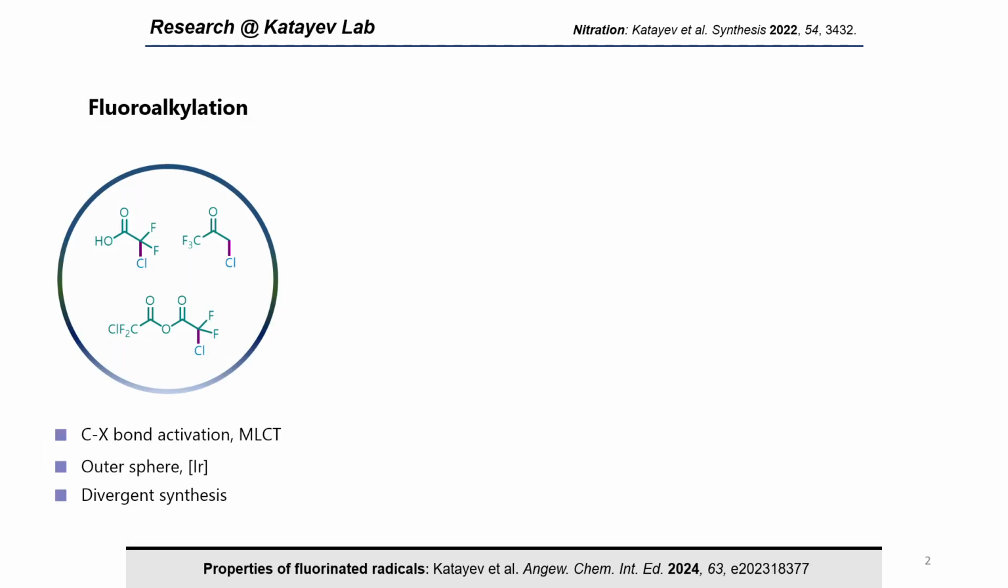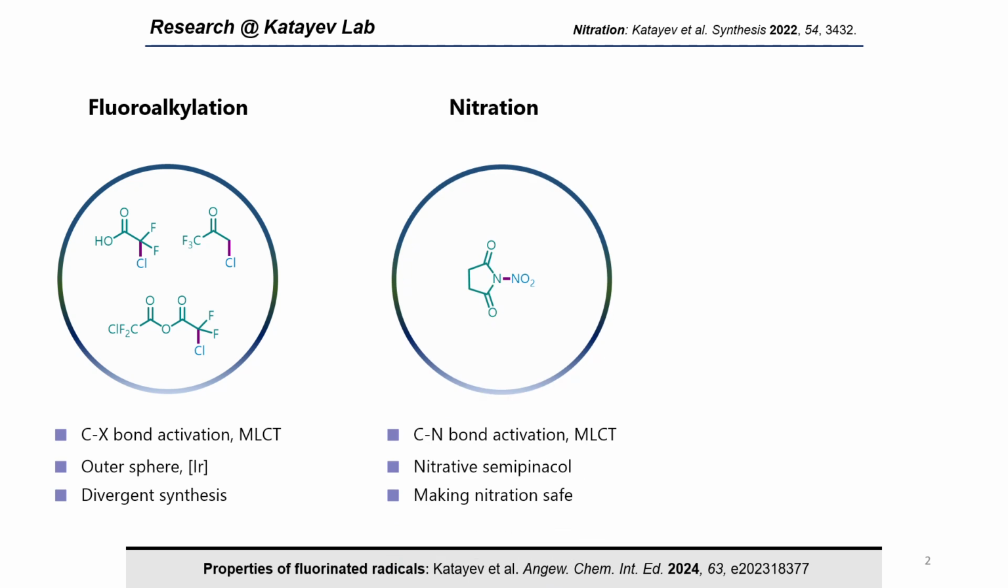Research at the Katayev lab involves different fields such as fluoroalkylation, where we focus on the C–X bond activation of commercially available reagents such as acids, anhydrides, and ketones. We use an iridium photocatalyst to do switchable divergent synthesis. The next area where our lab is working actively is nitration chemistry. We try to achieve a safer nitration mode using functional group transfer reagents again.